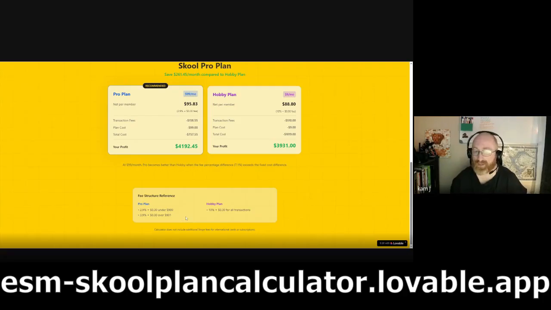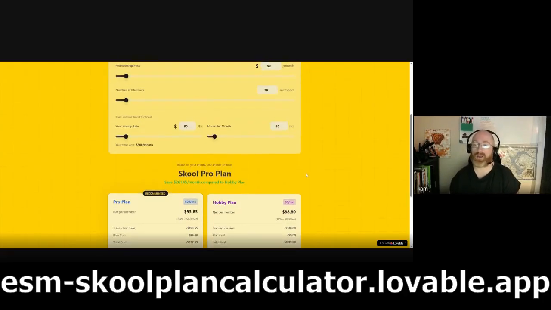So we see we got fee structures down here. The Pro Plan's fee structure is a little different than the Hobby Plan's, so that plays a factor. And we see at $99 a month, Pro becomes better than Hobby when the fee percentage difference, 7.1%, exceeds the fixed cost difference. I'm not trying to speak Greek here. All the specifics don't really matter. The point is, when does it become profitable for you to have a Pro Plan versus a Hobby Plan if you're looking at Skool? That's the question.